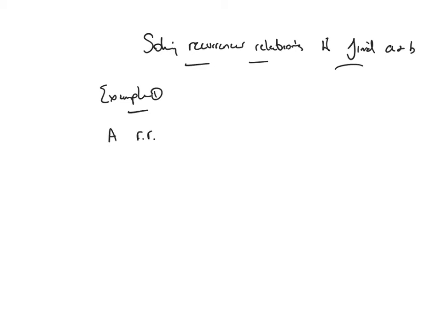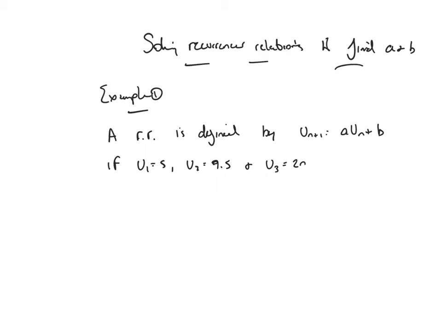A recurrence relation is defined by u(n+1) = aun + b. If u1 equals 5, u2 equals 9.5, and u3 equals 20.75, find A and B.